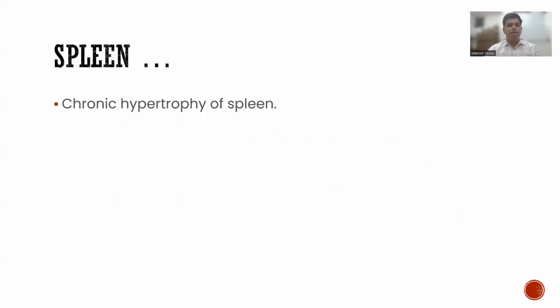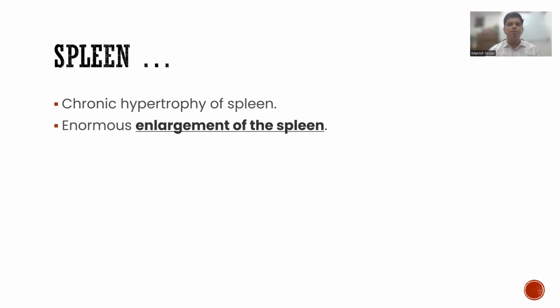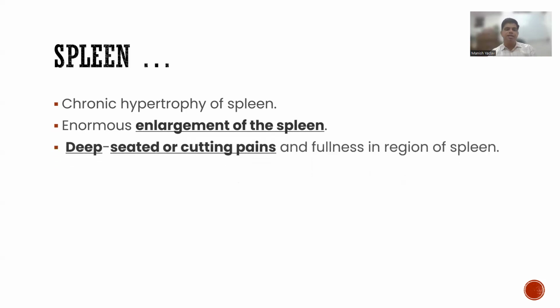So spleen, chronic hypertrophy of spleen, these are symptoms of Ceanothus: enormous enlargement of spleen, deep-seated cutting pains, and fullness of region of spleen. So you saw that, right? Even with leukorrhea, menses, heart, wherever you go, you will find some discomfort in the spleen area. Many times we neglect it. The patient is saying, I get pain here, I get pain here. You have to examine and see what's happening there.